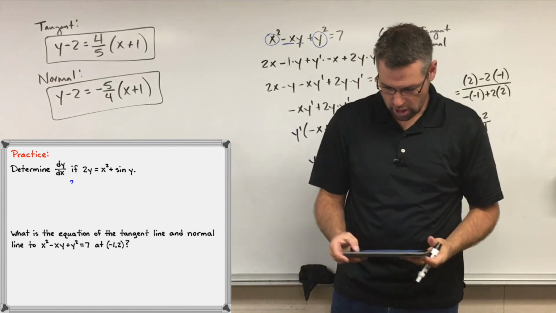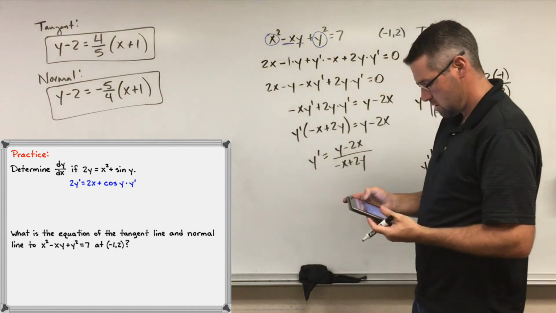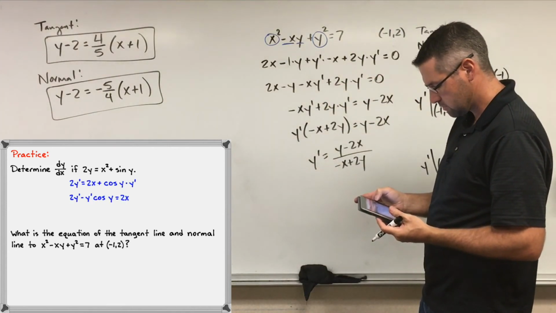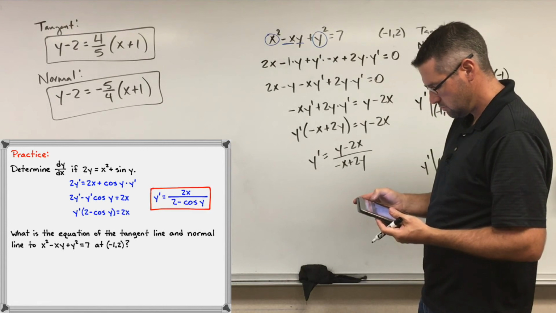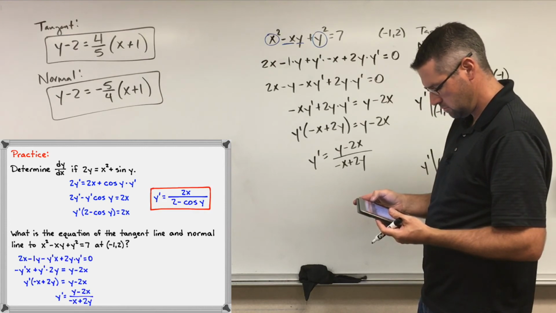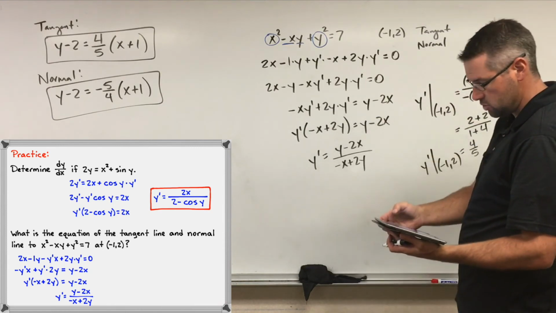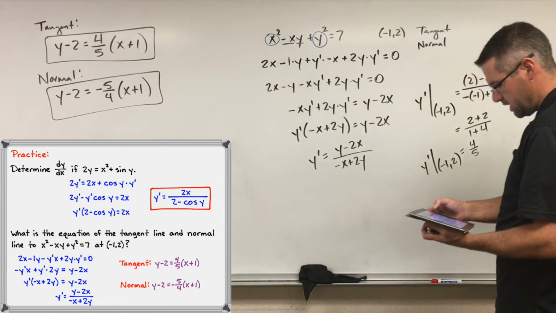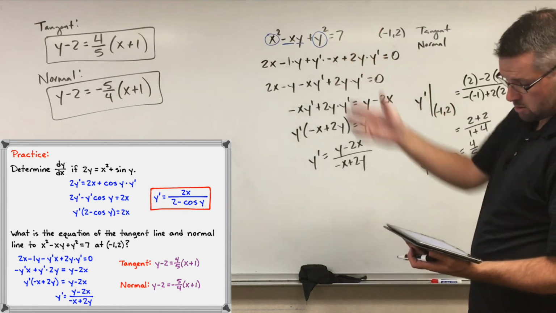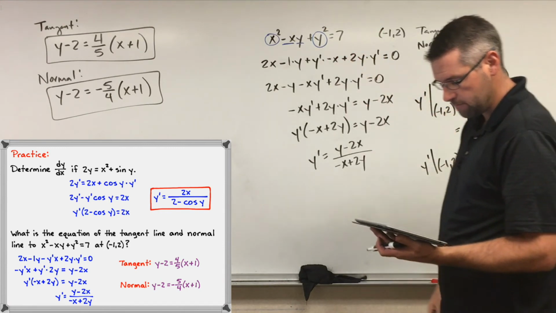Let's go ahead and make sure I am correct on that problem there. And so we end up with y minus 2x over negative x plus 2y, exactly what I said. And our tangent line is going to be correct. So we're good there. Okay.